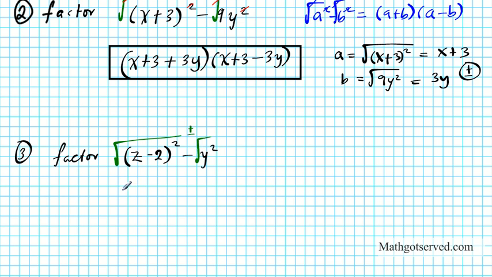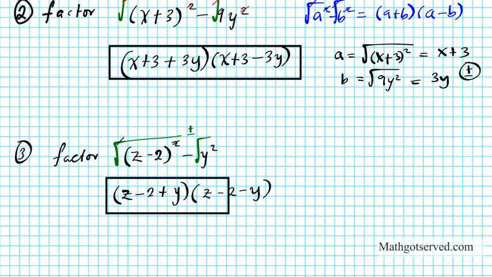So the square root of the first term is z − 2, because the square root and the square cancel out. Z − 2 plus the square root of y², which is simply y, so there goes the plus component, and then the minus component: z − 2 − y. Okay, so we're using the same formula to solve this problem. Alright, moving right along, let's try out question number 4.